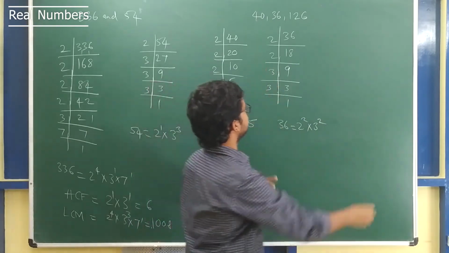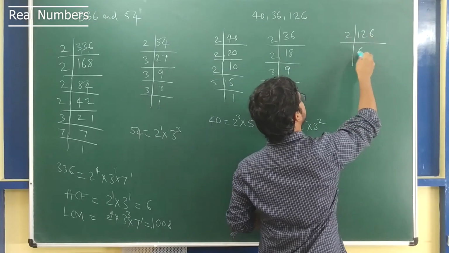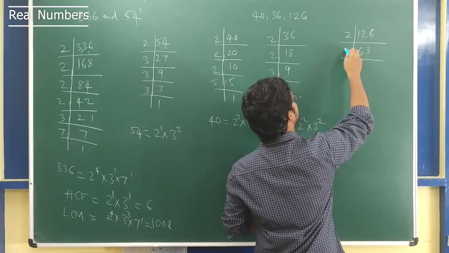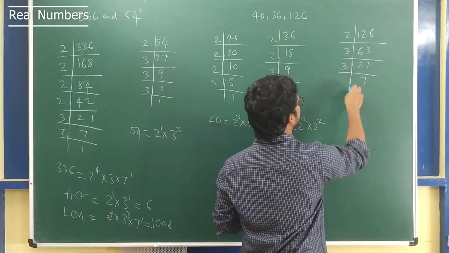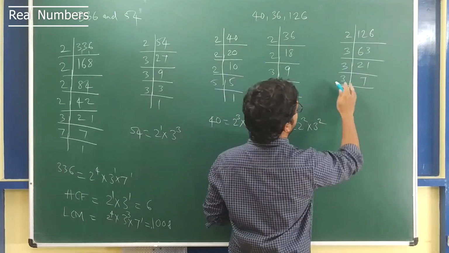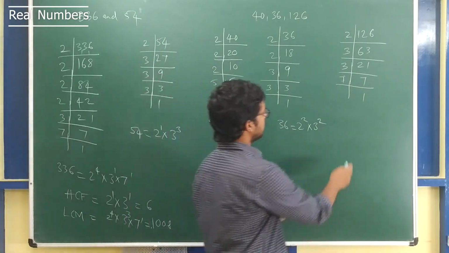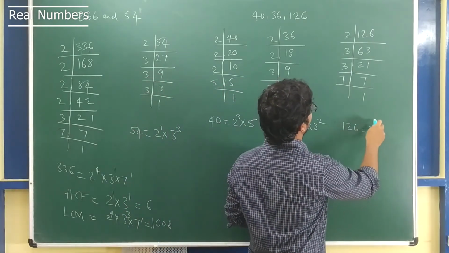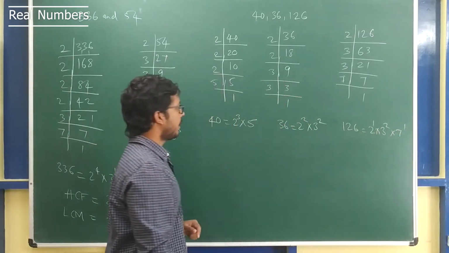Correct? So let's try 126. So 126 divided by 2. So 2 6s are 12 and 2 3s are 6. 3 21s are 63, 3 7s are 21, 7 and 1. So the prime factors of 126 are 2 power 1 into 3 square into 7 power 1.